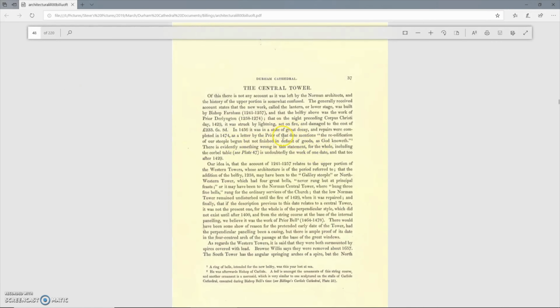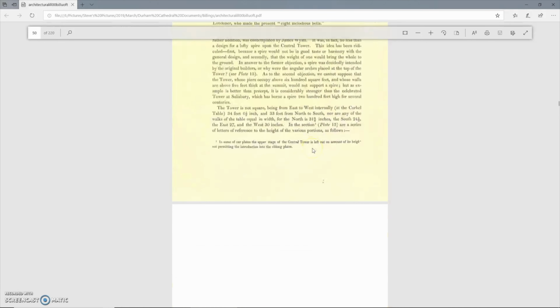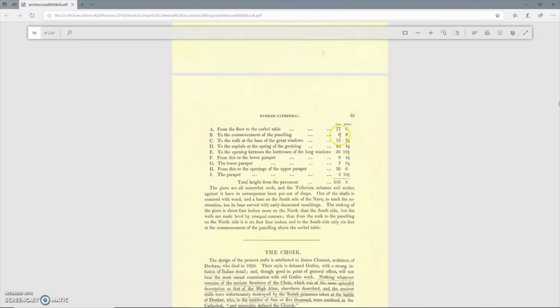And page 48 describes the central tower, and if we scroll down, we get to this part which says, in the section plate 15 are a series of letters of reference to the height of the various portions as follows. And what we see is that the central tower is actually broken down into various sections, lettered A to J, and the final height when they're all added up gives us a true height at that time of 216 feet and 8 inches.